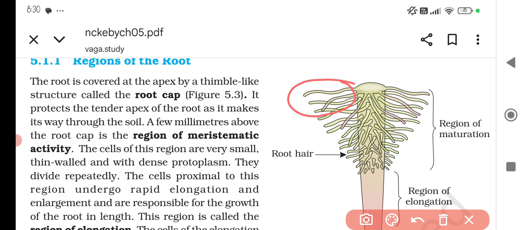And from this region the xylem and phloem are present. So when these root hairs absorb water and minerals, they directly diffuse into the xylem and phloem, which will transport the minerals and water to the shoot system.